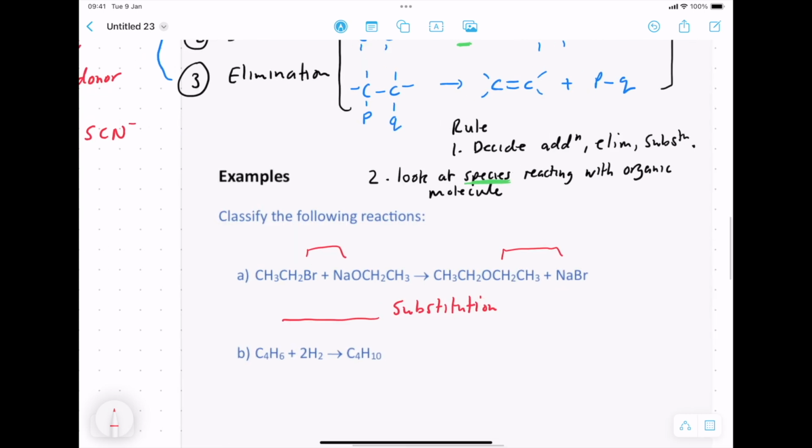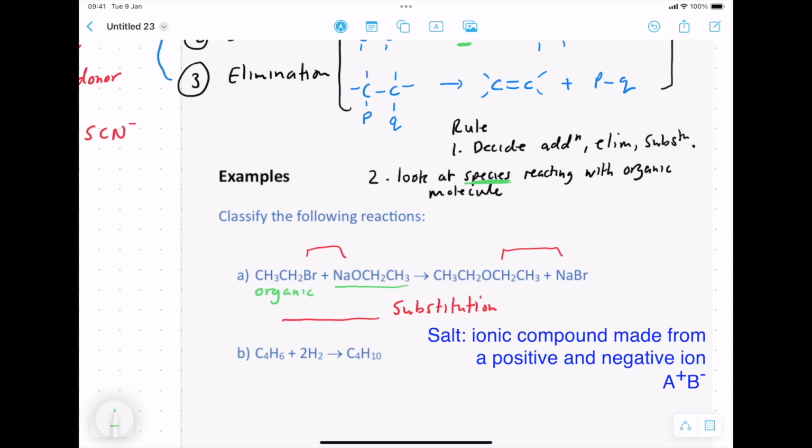Then the next thing I need to do is look at the molecule reacting with the organic. That's the organic molecule. And this is the reactant species there. And I can see it contains a metal and a non-metal part. So I just mentioned earlier that it's a salt. So that's made up of Na plus O CH2 CH3. Now let's look at this bit. This is the bit that has ended up reacting with the organic molecule, right?